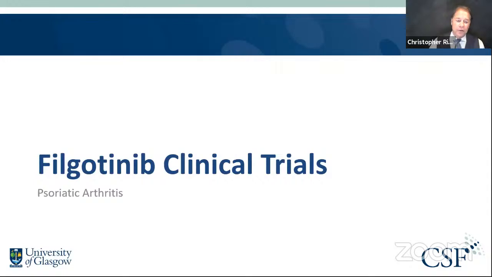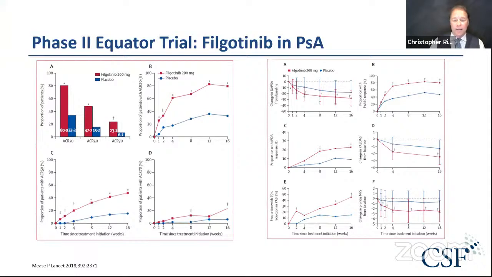So let's move on to filgotinib clinical trials. This is a JAK1 inhibitor, and these are the data from the phase 2 EQUATOR trial in psoriatic arthritis. I'm showing you up on the left-hand corner the proportion of patients who responded with the ACR20, with placebo in blue, ACR50, ACR70. You can also see the proportion of patients over time between week 0 and the primary endpoint of 16 weeks. And then you can see the ACR50 down in the lower left-hand corner. And here we see the ACR70 with red, the active drug, and blue, the placebo.